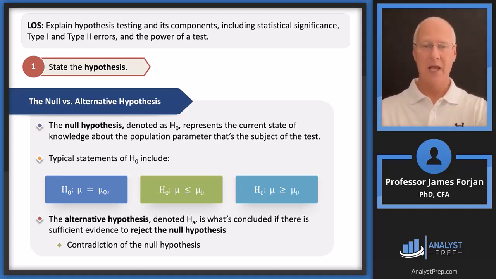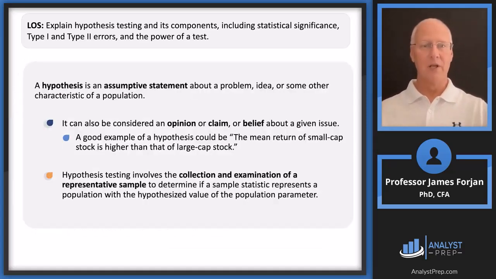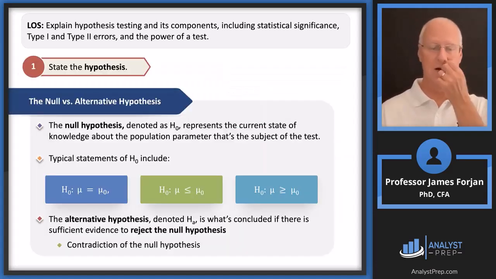Or we could say, hey, Steph Curry would add more value than LeBron James. There's the less than or equal to, or just the other way. Now, what you want to do is set up the null hypothesis so that if your assumptive statement is true, then you reject the null hypothesis.